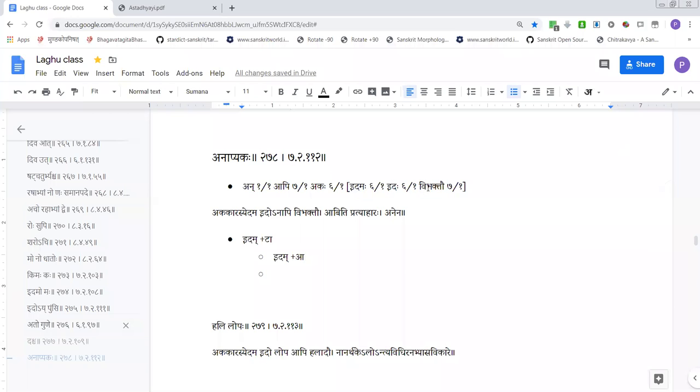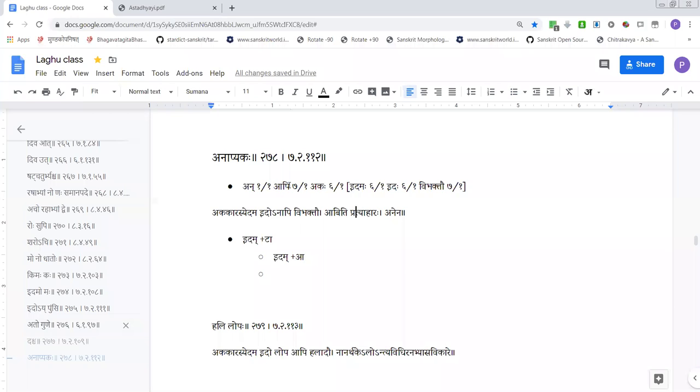All vibhaktis? No. Which vibhakti? Aap vibhakti. Where do you have aap vibhakti? There is no aap vibhakti. So aap iti pratyaharaha. Aap is a pratyahara here.